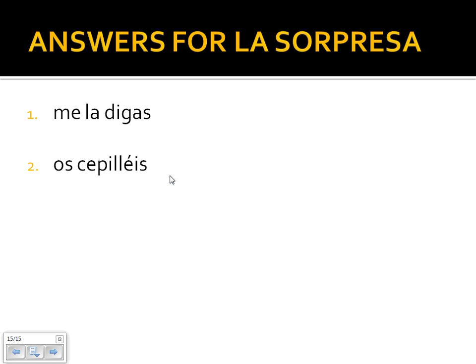Number 2, os sepáis. With the reflexive verb, the os goes in front. And there's a weirdo verb and a que, so it is subjunctive. AR in the vosotros form is éis. So you get os sepáis.